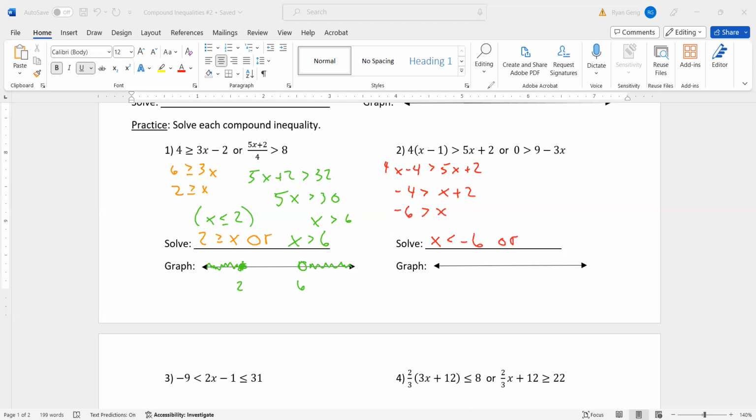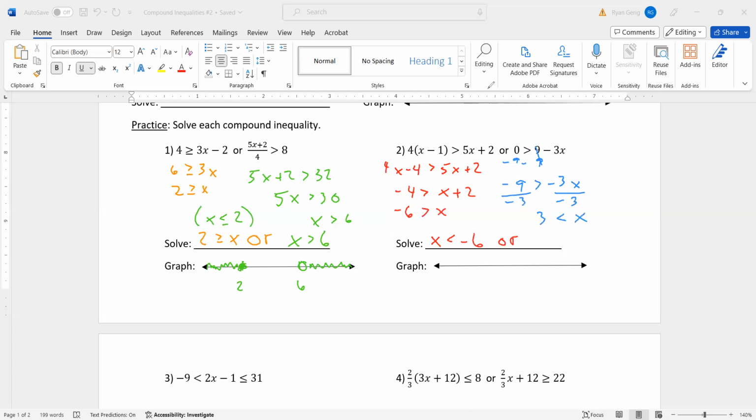I'm going to go ahead and add 3x to the other side. Actually, no, I'm not going to do that. Nobody would probably do that. I'm going to subtract 9. So I get negative 9 is greater than negative 3x. Divide by negative 3. I get 3 is less than x.